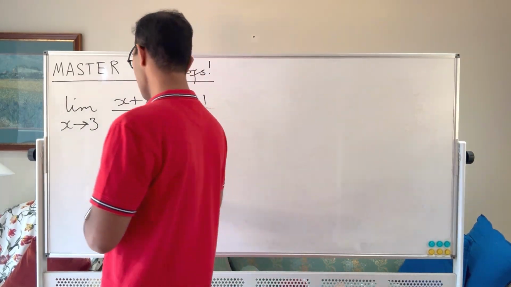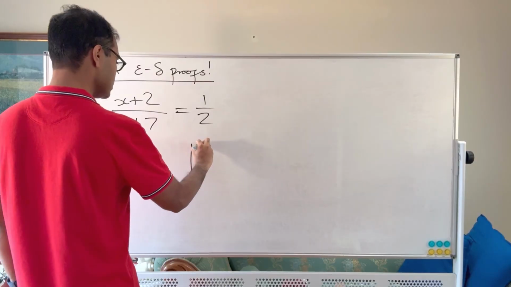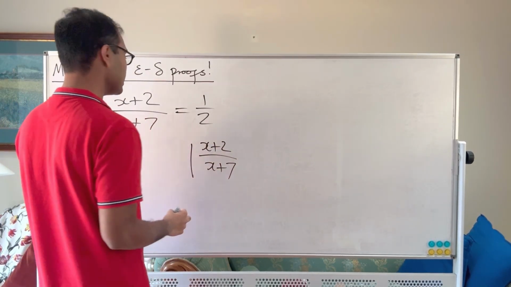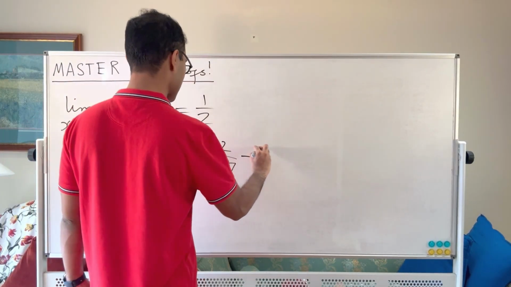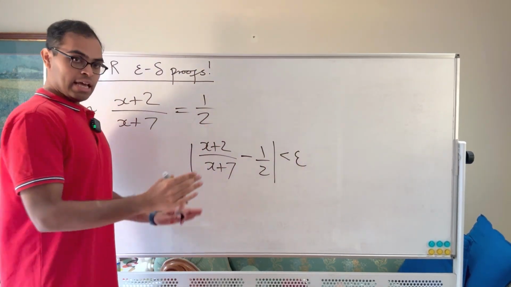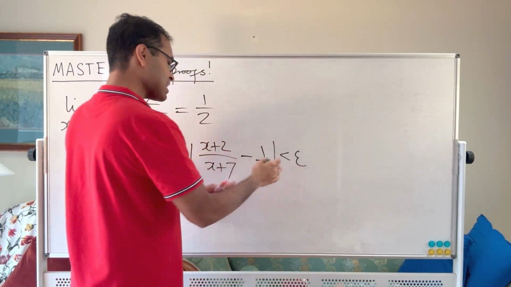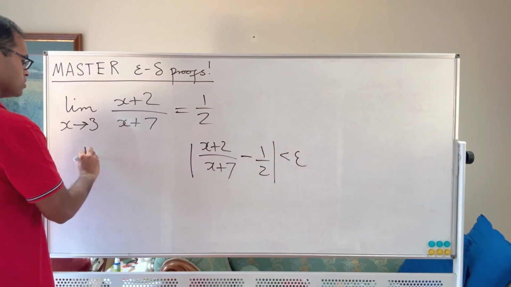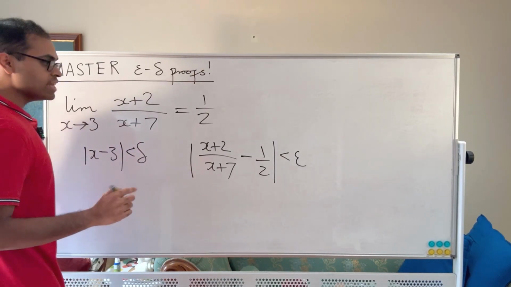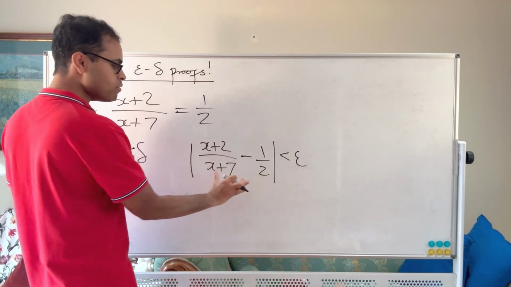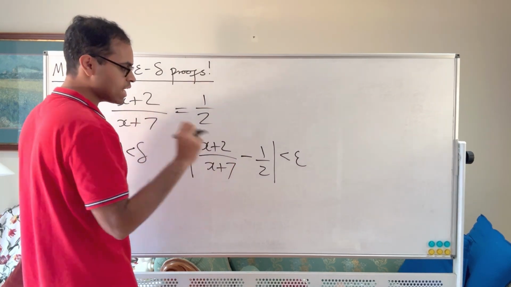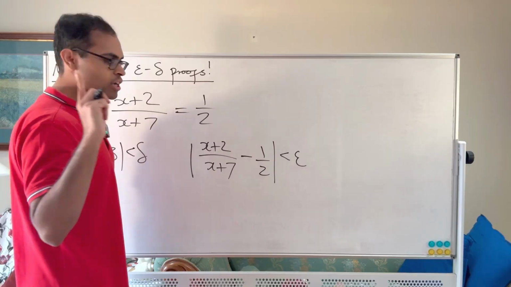So basically what we want to do, it's the same game. We want this expression x plus 2 divided by x plus 7, absolute value is a distance as usual, so we want this minus a half to be less than epsilon. We want to ensure that this expression is less than epsilon as long as x is sufficiently close to 3. So how close to 3, that's what we have to find out. We want to say that for each epsilon I pick, if I want x plus 2 over x plus 7 minus half to be that small, less than epsilon, then you're going to tell me a delta.